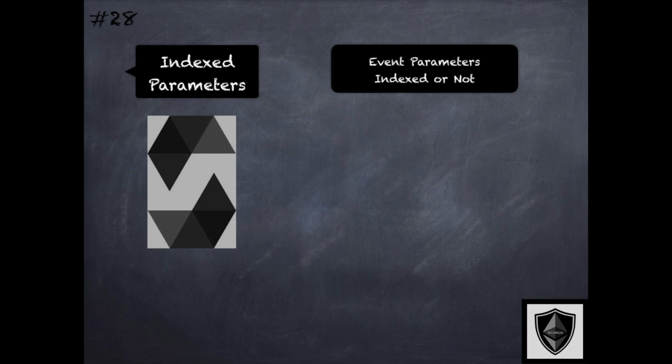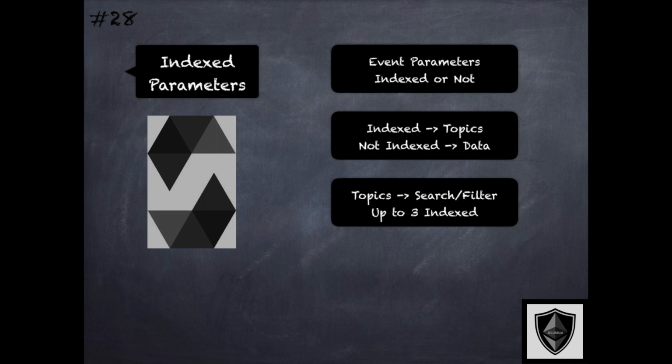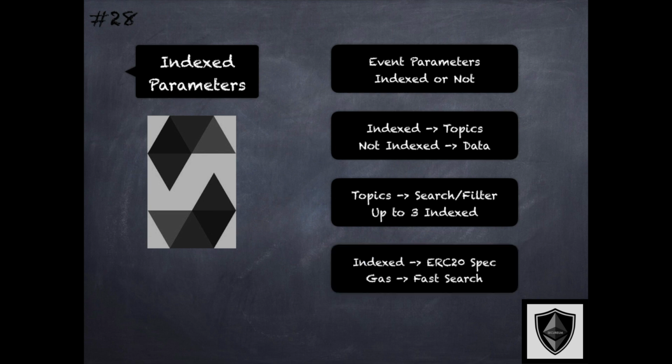Up to 3 parameters of every event can be specified as being indexed by using the indexed keyword. This causes those parameters to be stored in a special data structure known as topics instead of the data part of the log. And putting parameters into the topics part by using the indexed keyword allows one to search and filter those topics in a very optimal manner. And like we just said, it can be used for up to 3 such parameters.